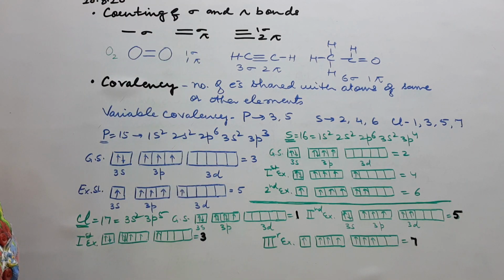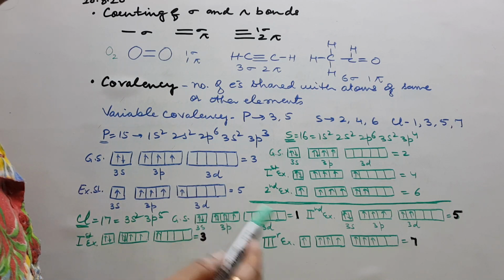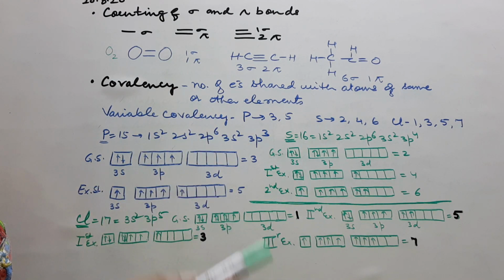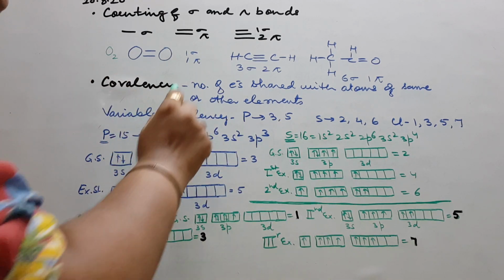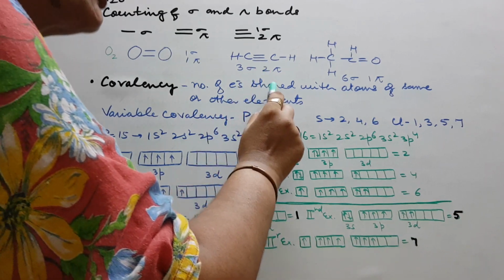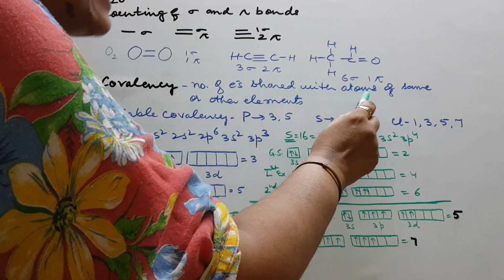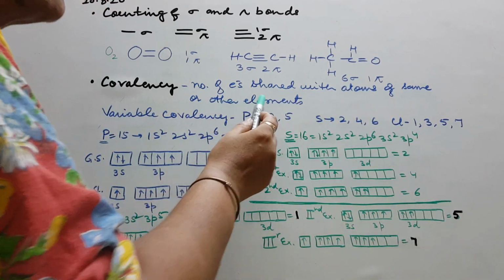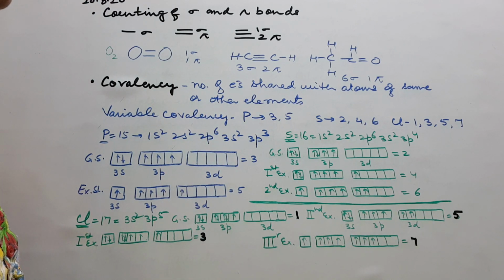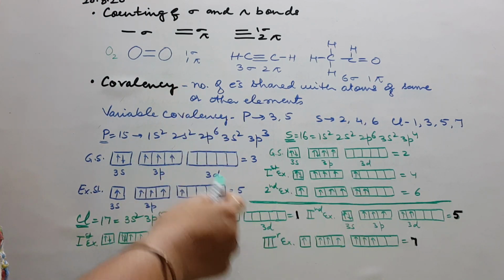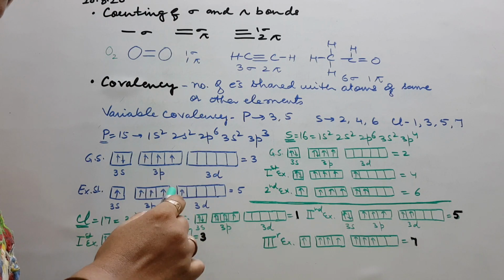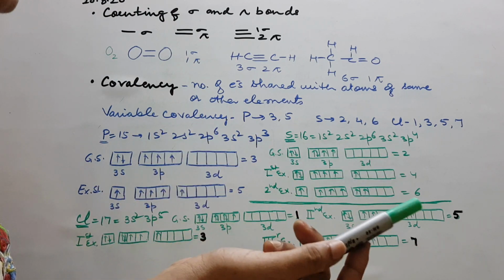We have studied so far electrovalency. That was the number of electrons given or taken up by the atoms to form ions. Here, covalency: the number of electrons shared with atoms of the same or other element. It is the number of electrons shared because we are studying covalency. So sharing has to be there.